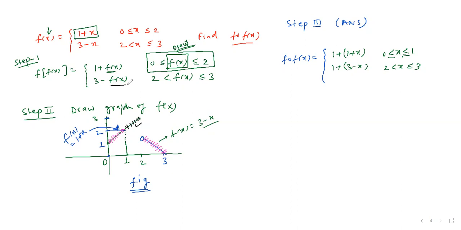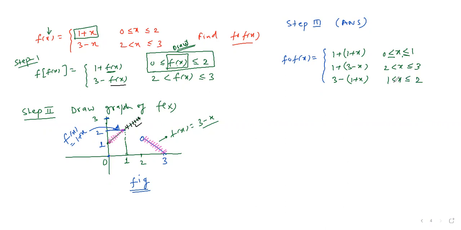You have to put it here. What is this? 3 minus, bracket. What is the name of this branch? 1 plus x. What are the corresponding values of x? Greater than 1, less than or equal to 2.